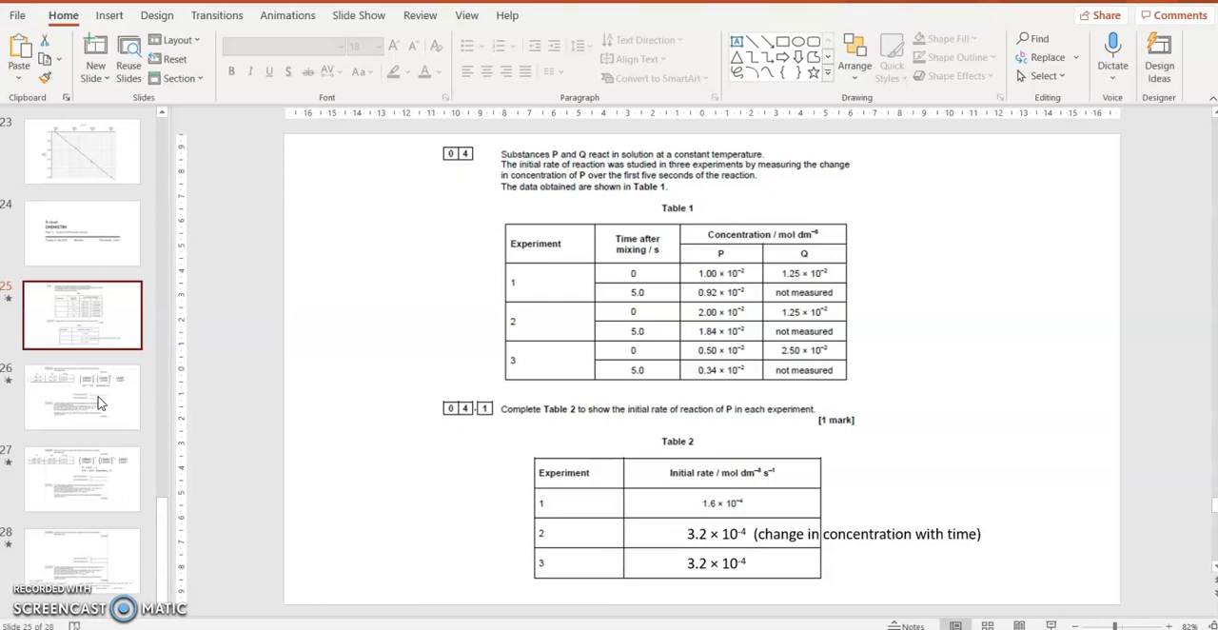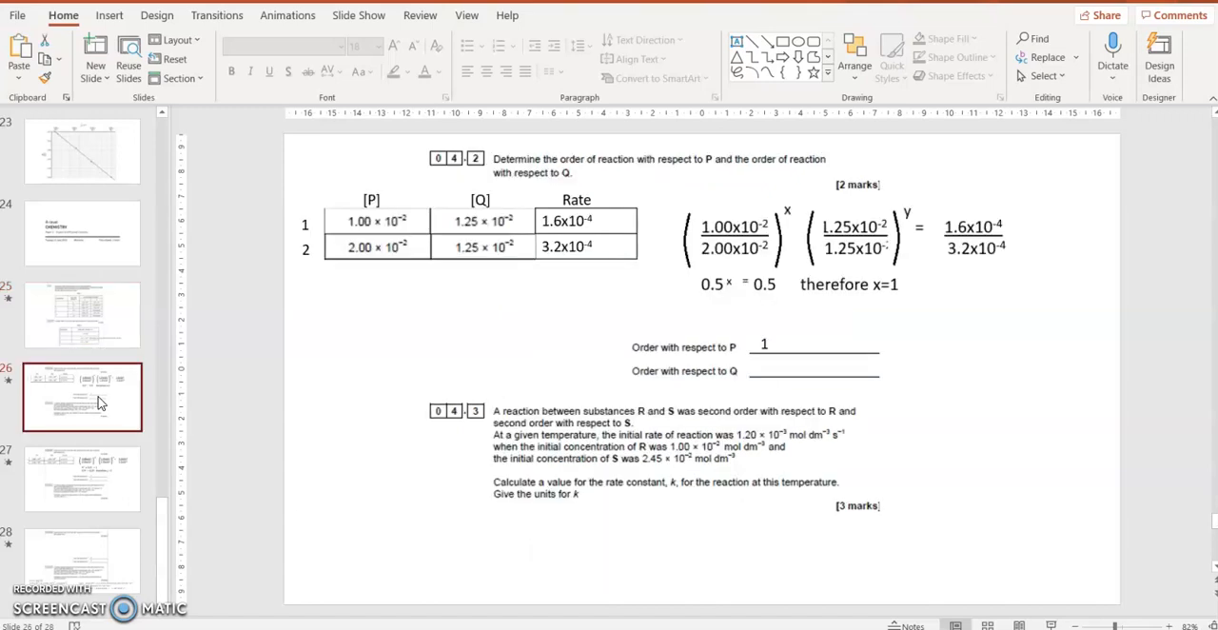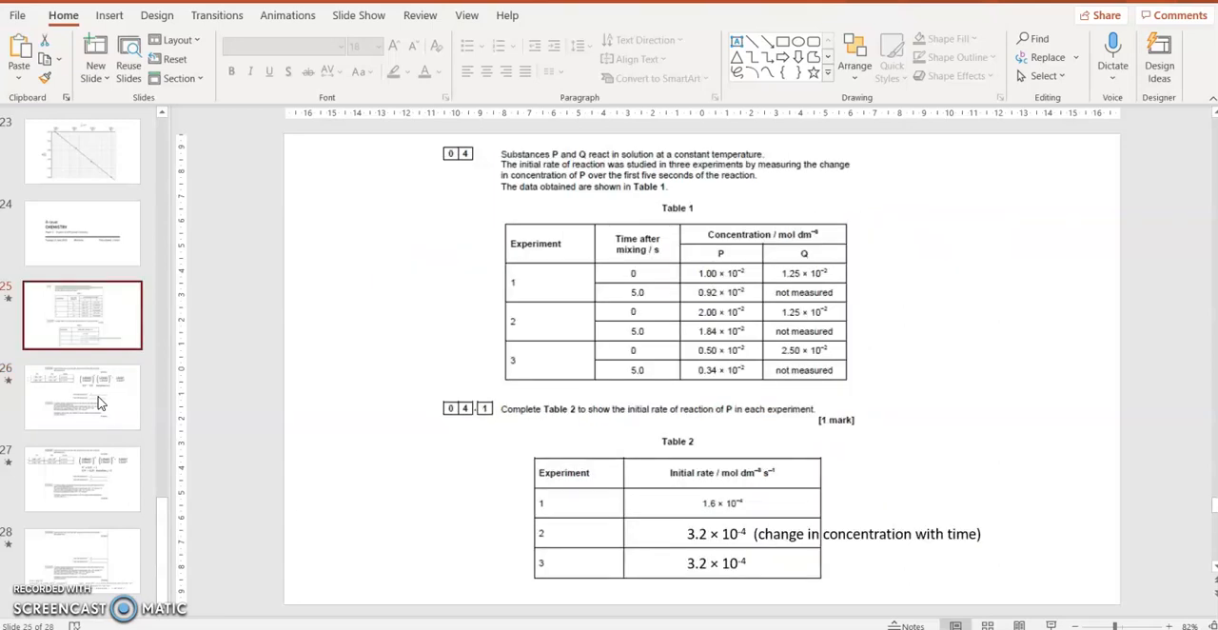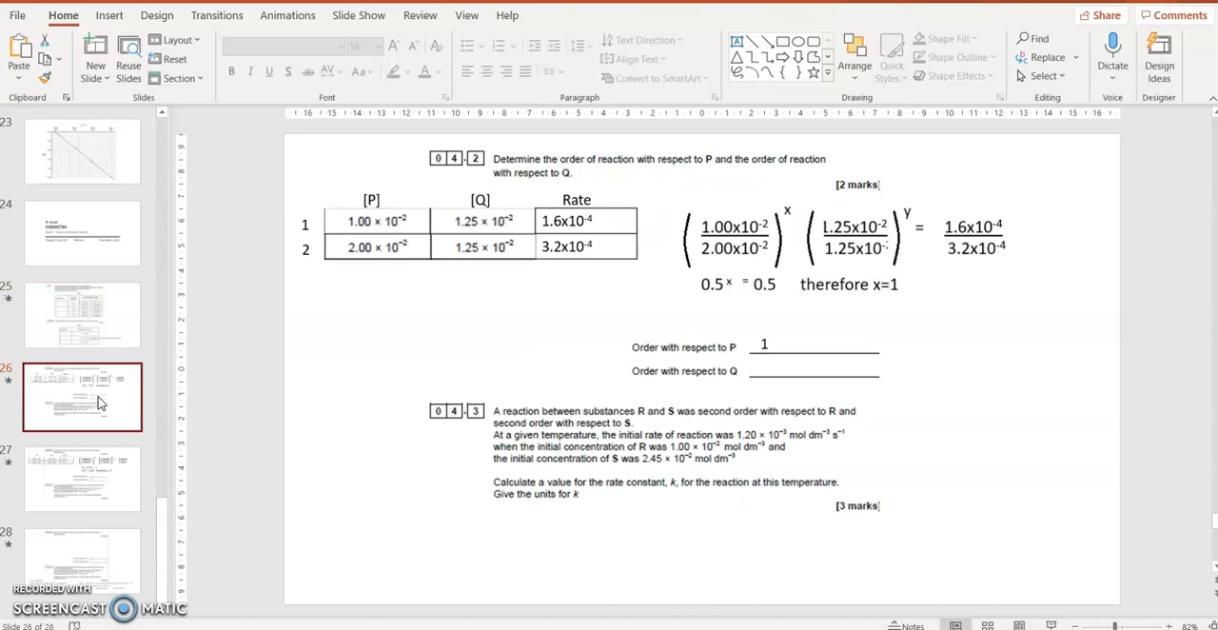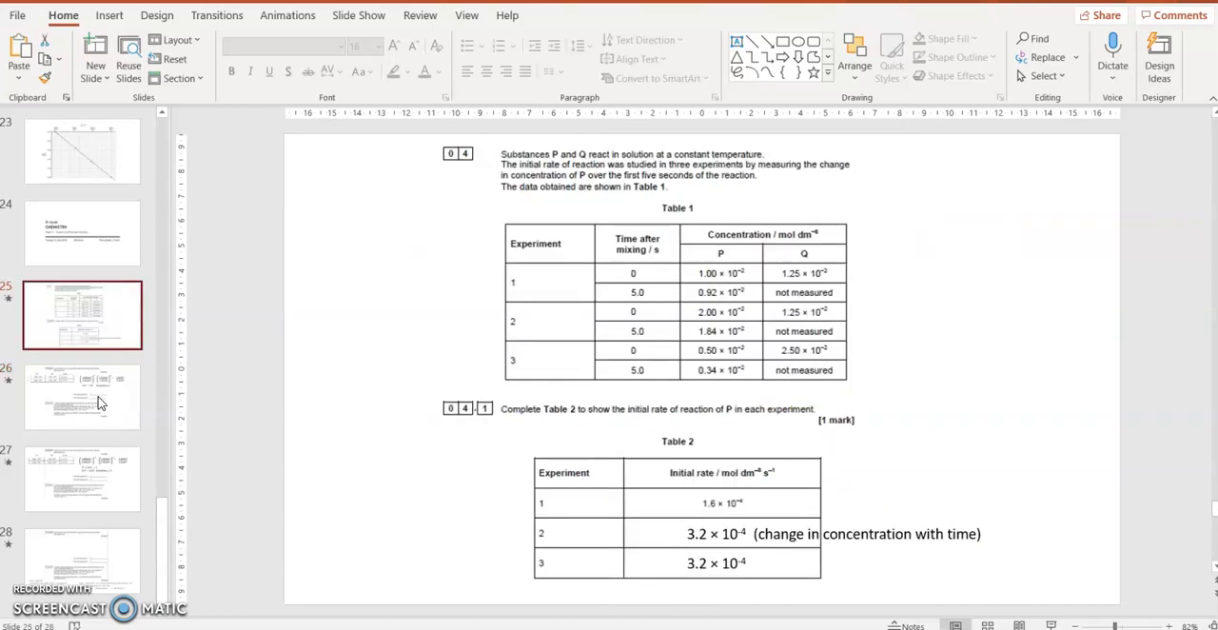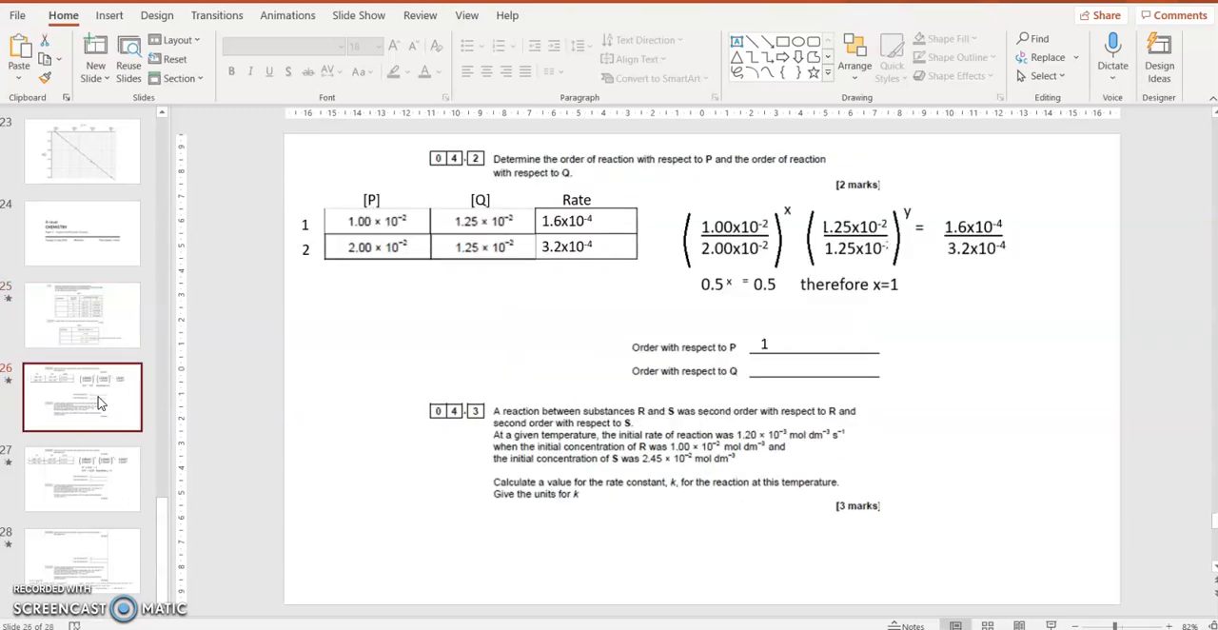And I'm going to look at the concentrations of P: 1 times 10 to the minus 2 in experiment 1, and 2 times 10 to the minus 2 in experiment 2. I've got the concentration of Q, which hasn't changed, at 1.25 times 10 to the minus 2, and I've got the rates, 1.6 times 10 to the minus 4 and 3.2 times 10 to the minus 4, for my calculation.